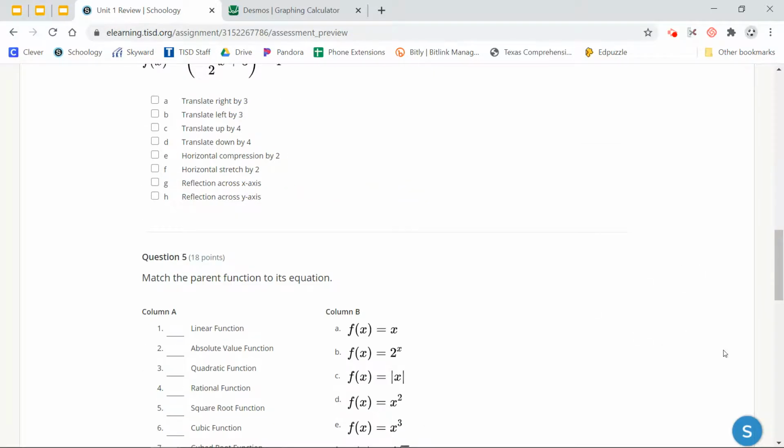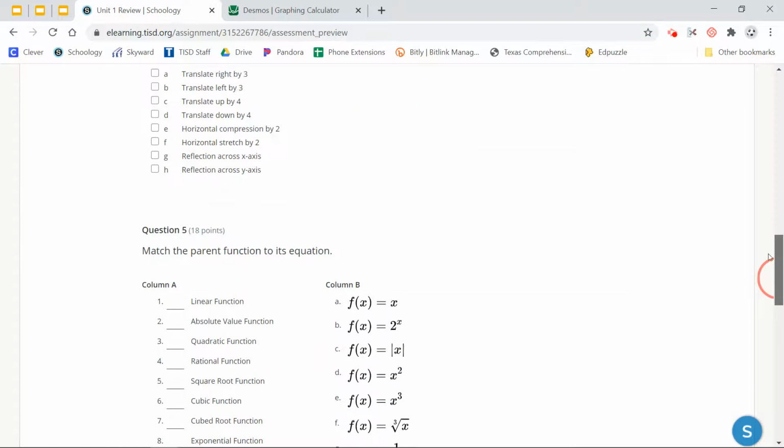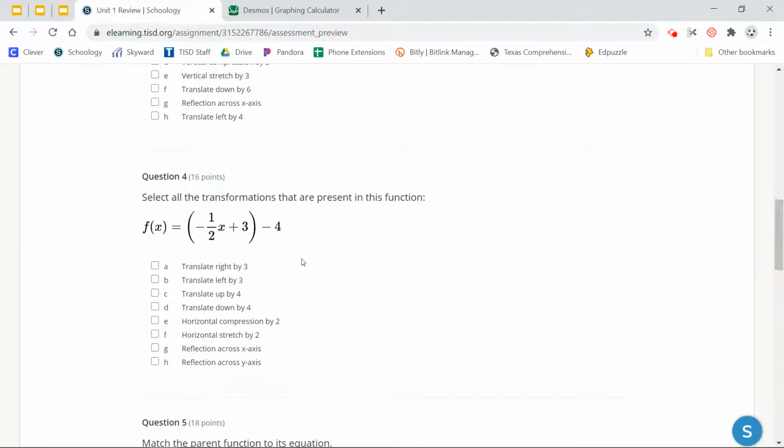Okay, so our next question was asking us again to do the transformations. Again, start inside the parentheses, look at your h, then look at your k, look in front for a, then look at b, and remember b is always written upside down in our answer. So 1/2 is actually, we would say by 2, not by 1/2. Then we look for a negative in front and negative inside.